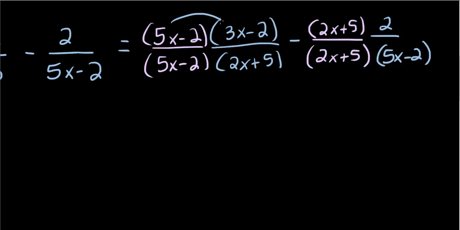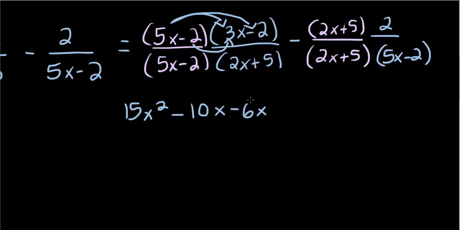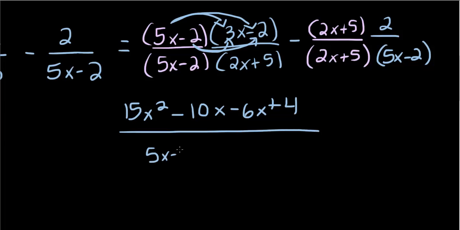So I'll have 5x times 3x, that is 15x squared. 5x times negative 2 is negative 10x. Then negative 2 times 3x is negative 6x. And negative 2 times negative 2 is positive 4, over (5x minus 2) times (2x plus 5).